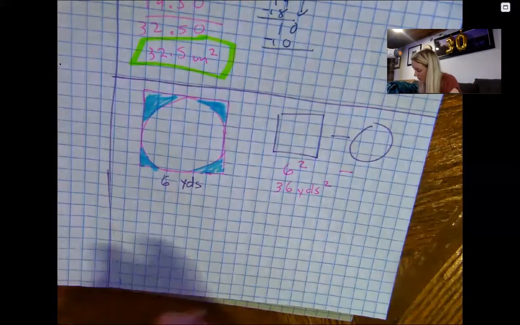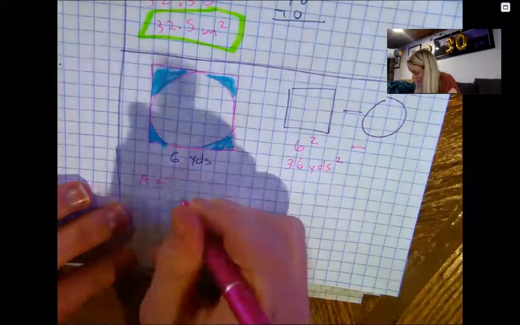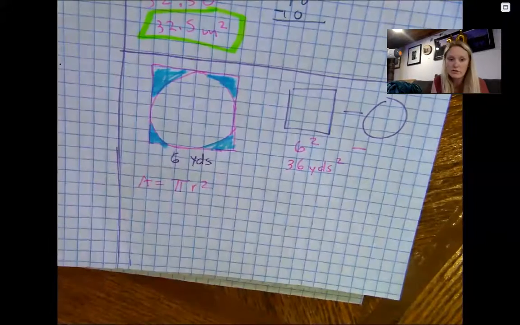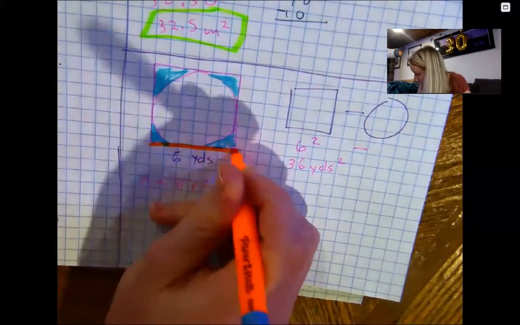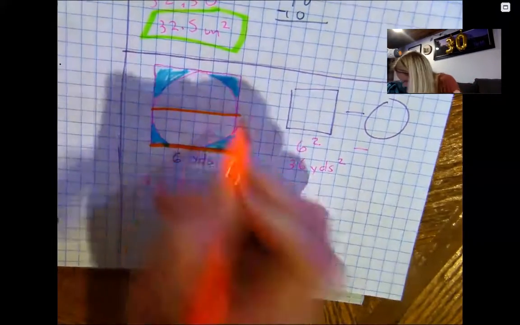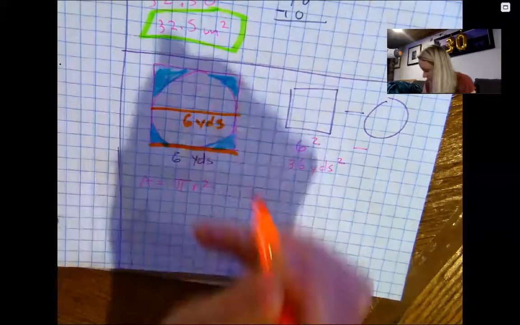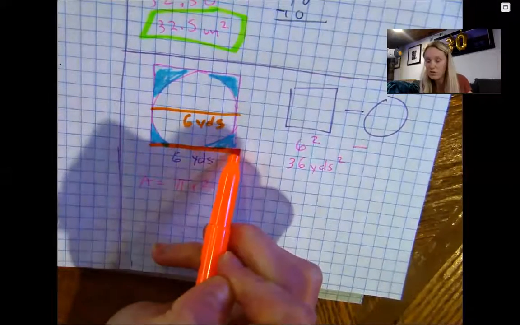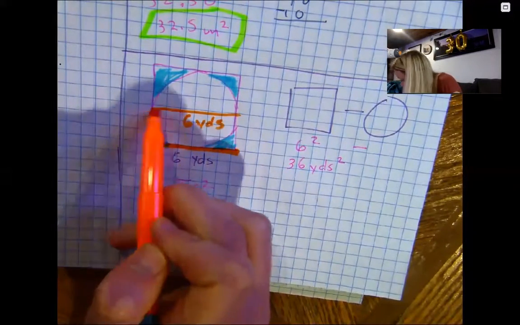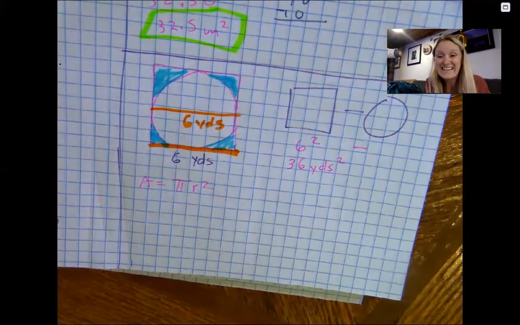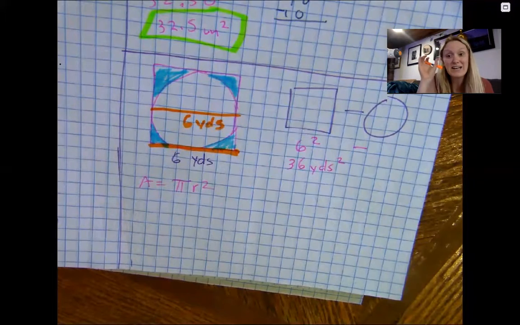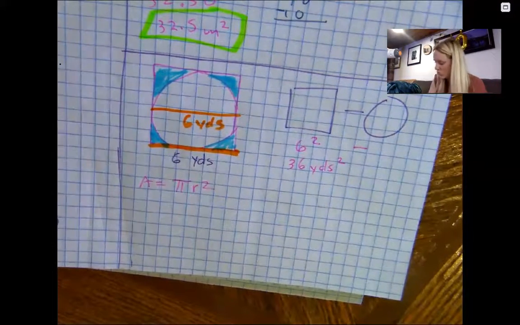Now, circle's a little harder. The area of a circle is pi times the radius squared. They didn't give us any information on the circle. So how could we do this? Oh, wait, if this is 6, that means this is 6 yards. If all the way across the square is 6, that means the diameter is 6. All the way across the circle is what's called a diameter. If I know the diameter is 6, then the radius has to be half of that. So the radius is 3.